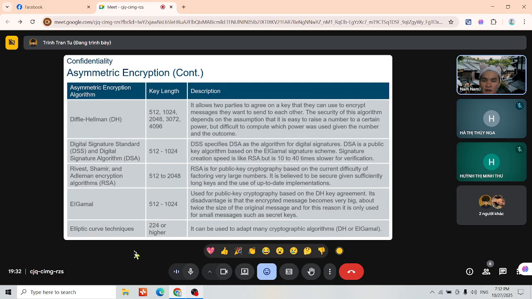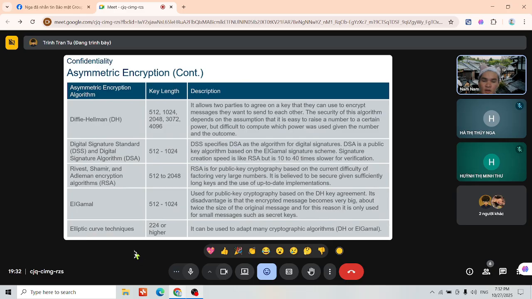Rivest, Shamir and Adleman, RSA, uses 512 to 2048 bits. RSA is a public key cryptography based on the current difficulty of factoring very large numbers. It is believed to be secure given sufficiently long keys and the use of up-to-date implementations.